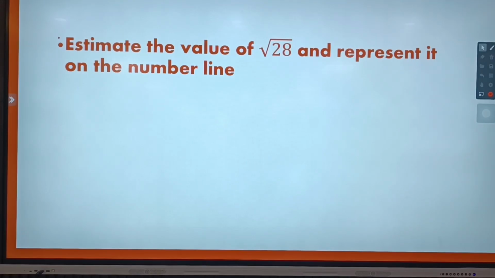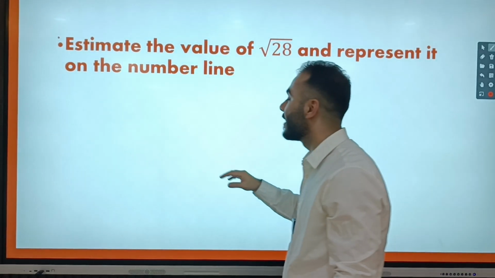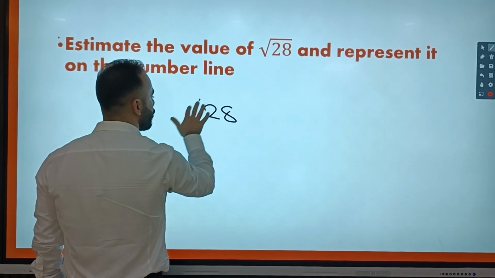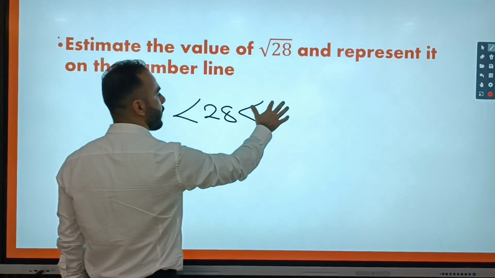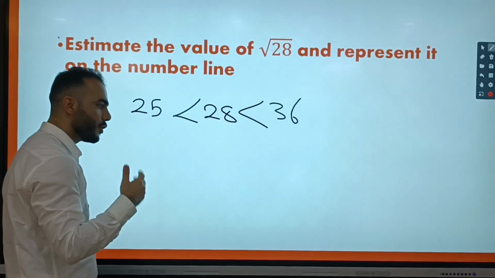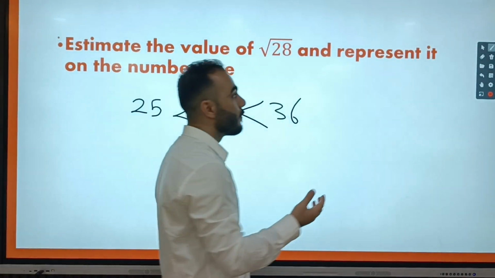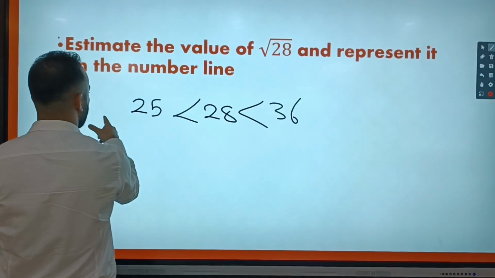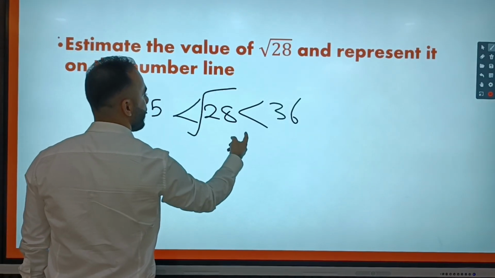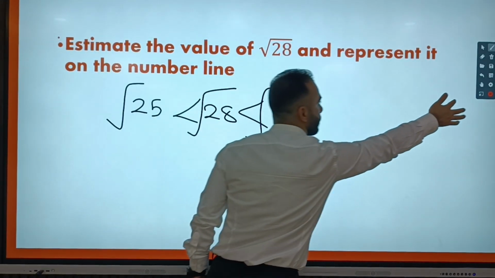I'm sorry, you guys. Estimate the value of square root of 28 and represent it on a number line. So estimate the value of square root of 28. First of all, we must know that 28 is between two perfect squares. One of them is 25, the other one is 36. Now we need to take the square root for all these numbers: square root of 25, square root of 28, square root of 36.